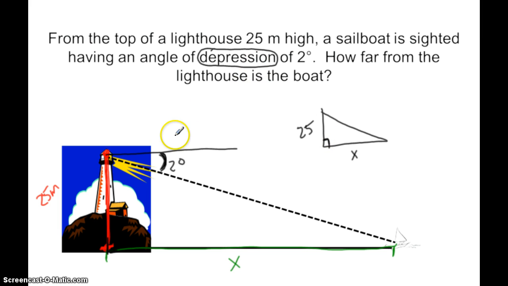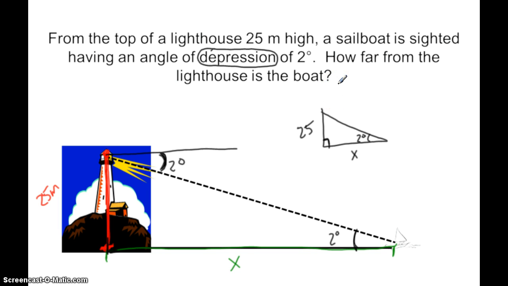I don't have this 2 degrees. Right now it's outside my triangle. But remember what we just talked about. This angle of depression is the same as this angle of elevation. So if this is 2 degrees up here, then it's also 2 degrees down here at the bottom. So I can measure this 2 degrees.